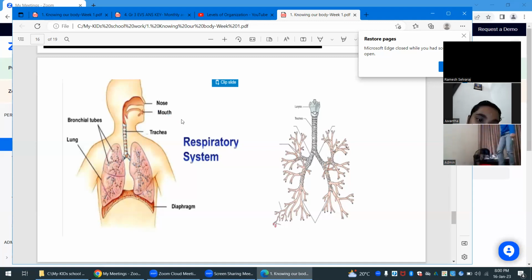Okay. Here, in the respiratory system, they will be asking what the parts of the respiratory system are. If someone asks you, you have to say nose, mouth, trachea, lungs, diaphragm, and bronchial tubes also. Bronchial tubes. Okay, let's see some questions related to that.